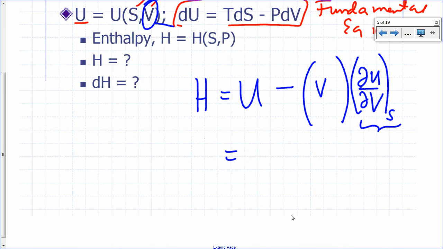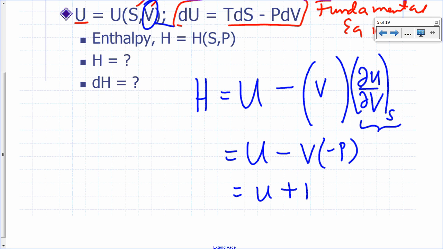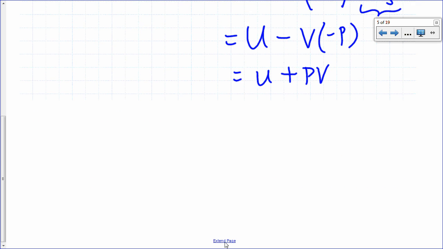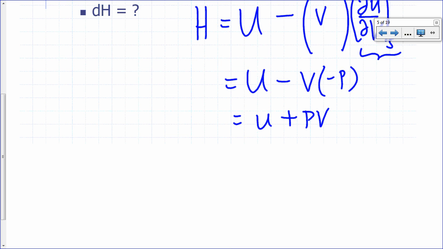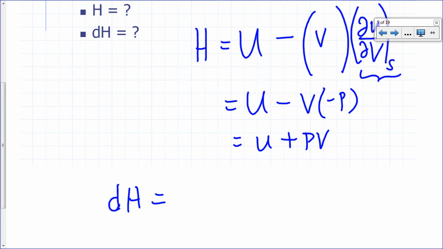So negative V times negative P is just equal to U plus PV. By defining H, we're really just looking at your system from an alternative point of view. H has the same unit as U. And so what would be our dH then? It's going to be equal to dU plus the differential of a product. What's the differential of a product? First times the derivative of the second plus the second times the derivative of the first. So P dV plus V dP.